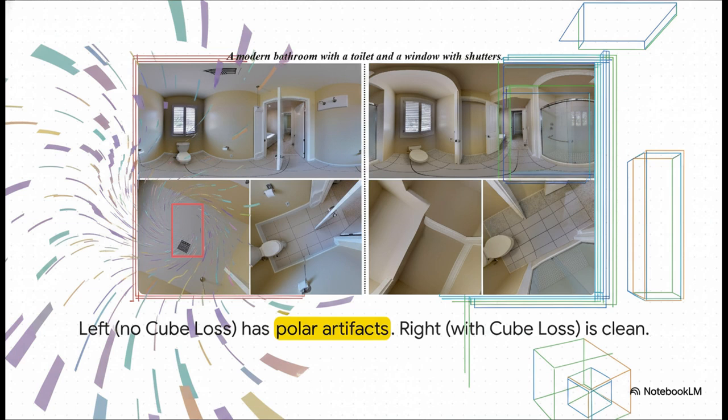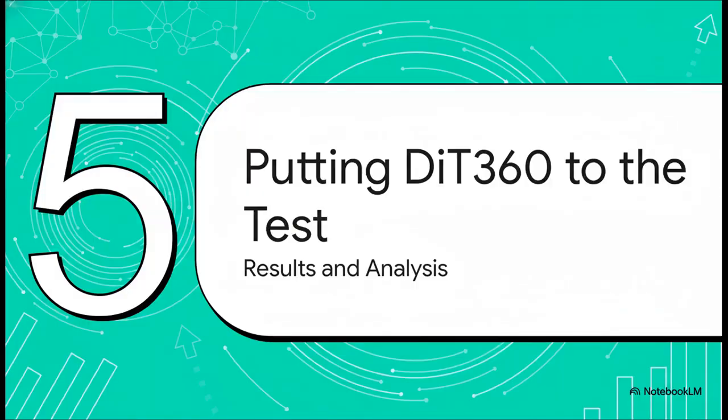Now look at the image on the right. This was generated with cube loss. Bam! The geometry just snaps into place. The lines are straight, the perspective feels right. It's a night and day difference. And it's all because of that one clever trick of grading the model's work in the clean, geometrically correct cube map space. So the theory is beautiful.